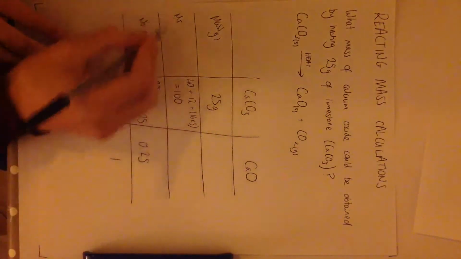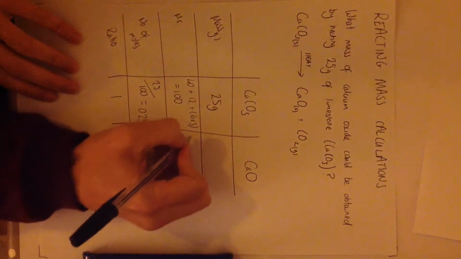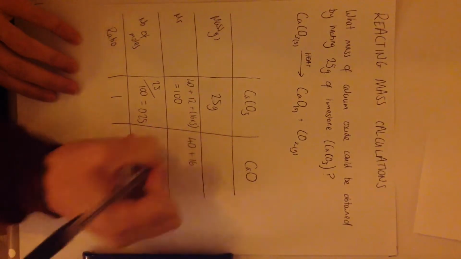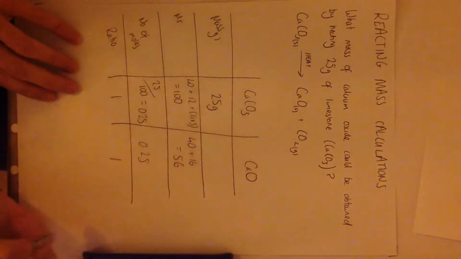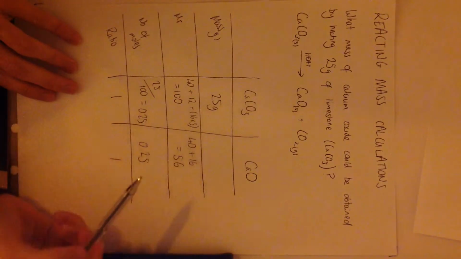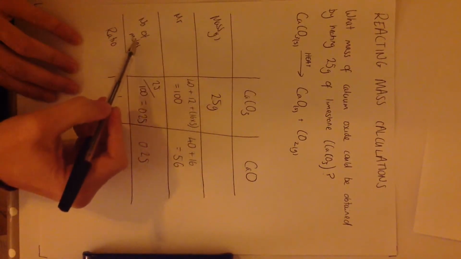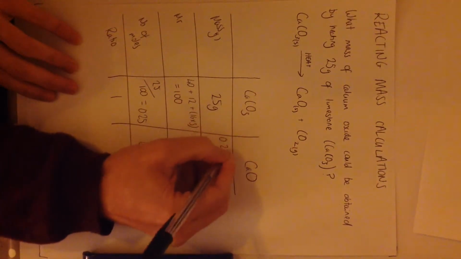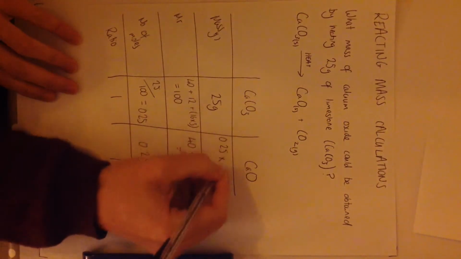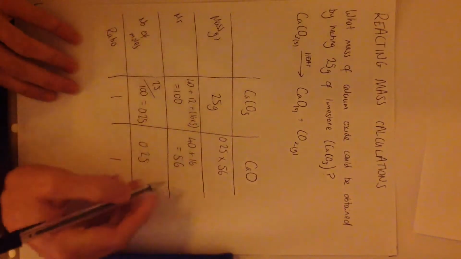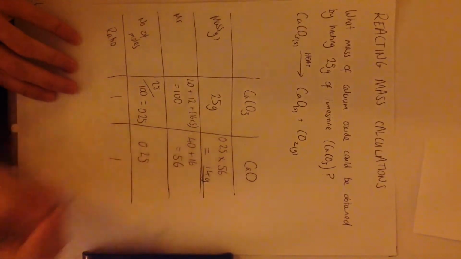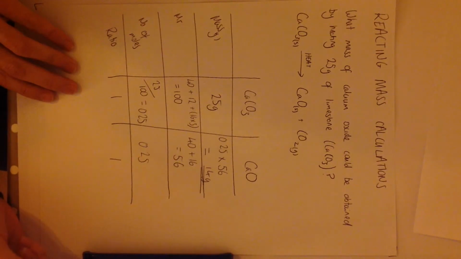Now we can calculate the MR value for calcium oxide. Calcium, if I look in the periodic table again, is 40. Oxygen is 16. This gives me 56. Now I can calculate the mass in grams. We know that mass in grams is equal to the number of moles multiplied by the MR value. So 0.25, number of moles, multiplied by 56, the MR value, gives me 14 grams. And this is my final answer.